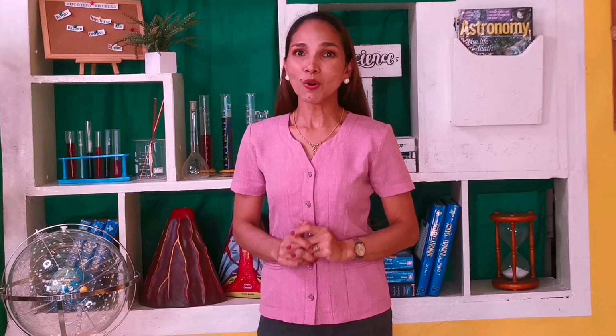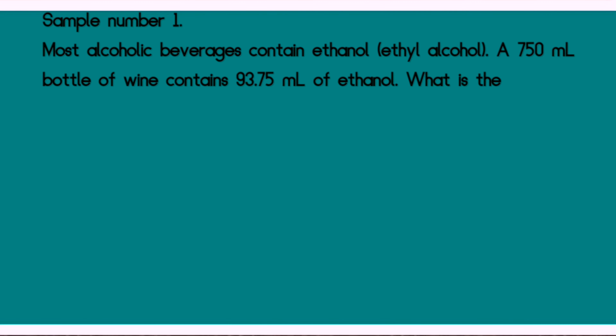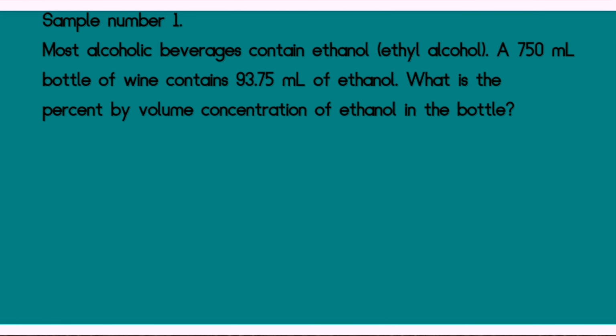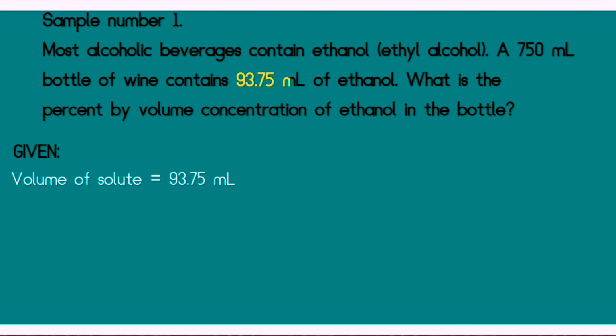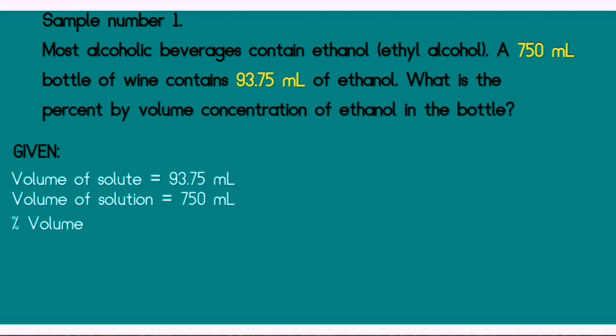Sample number 1. Most alcoholic beverages contain ethanol. A 750 ml bottle of wine contains 93.75 ml of ethanol. What is the percent by volume concentration of ethanol in the bottle? In solving this problem, first is identify the given quantities. So the given are, volume of solute is 93.75 ml, while the volume of solution is 750 ml. The second is to know what is being asked. The problem asks on the percent by volume concentration of ethanol in the bottle.